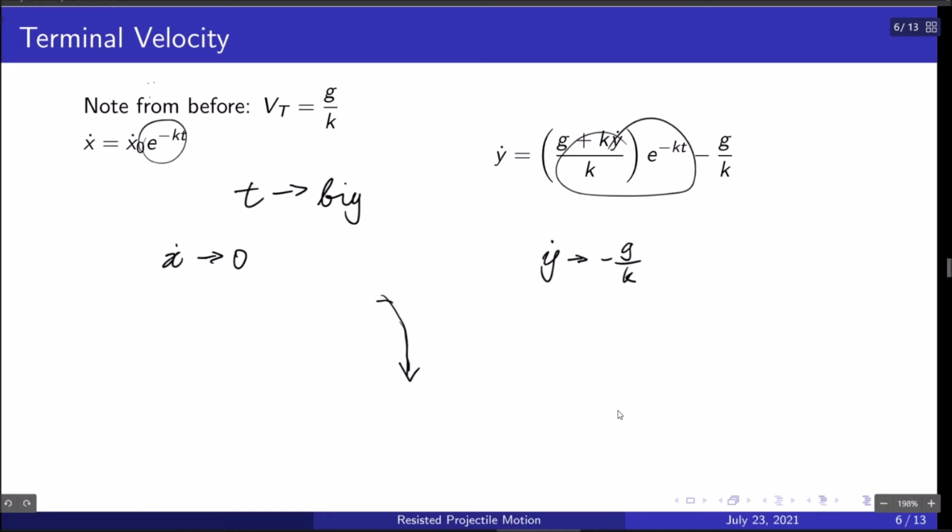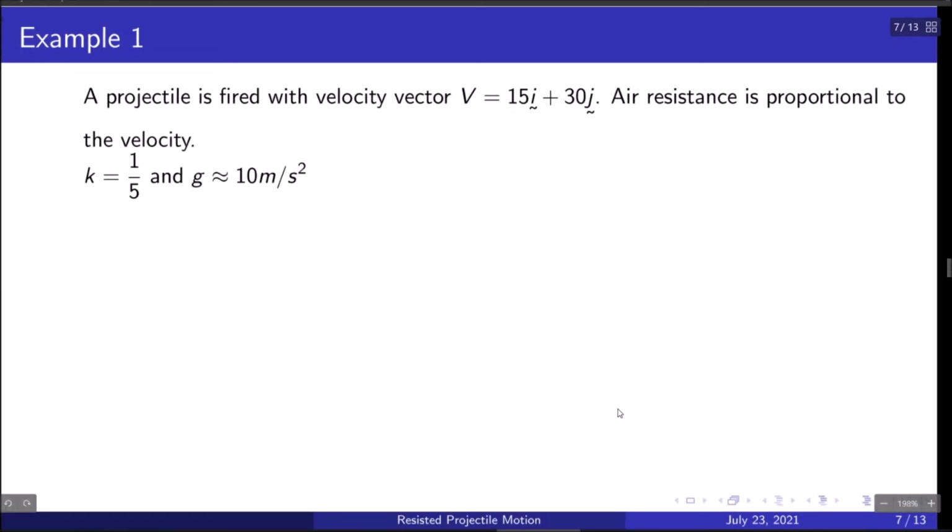Now let's have a look at some examples. Firstly, it's a pretty straightforward one. The vertical and horizontal components are given to you already. So it's 15 and 30.